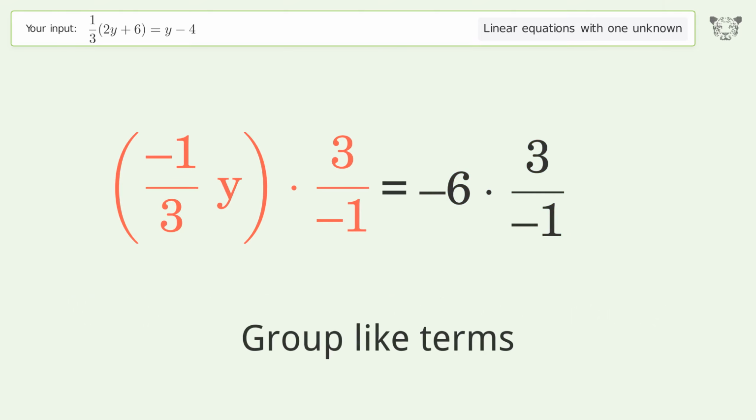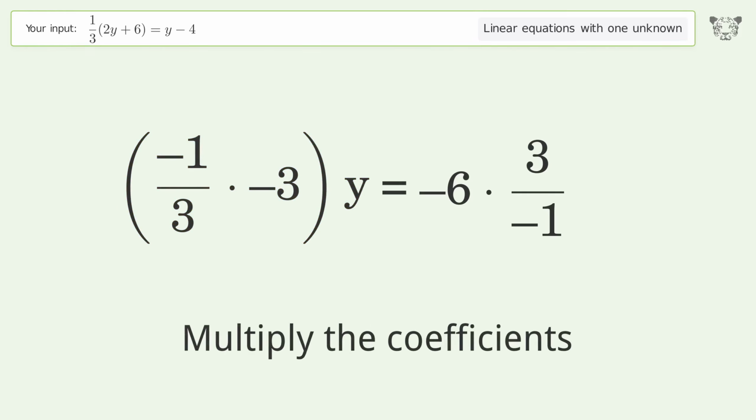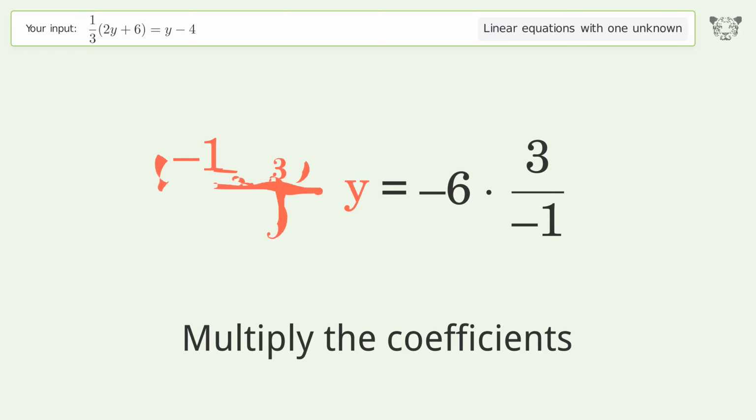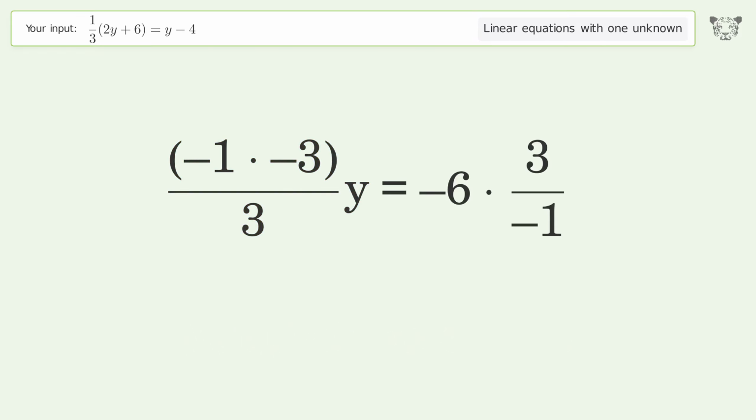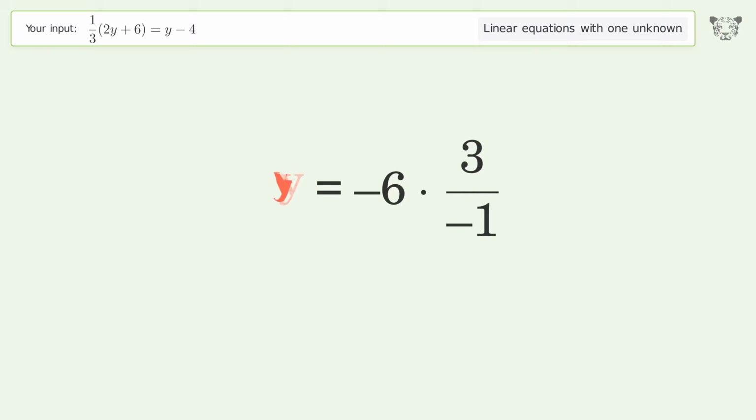Group like terms. Multiply the coefficients. Simplify the arithmetic. And so the final result is y equals 18.